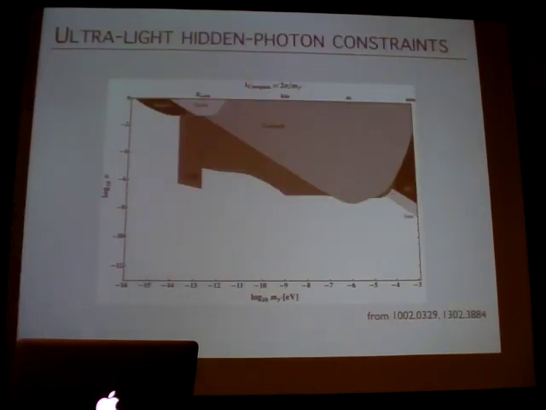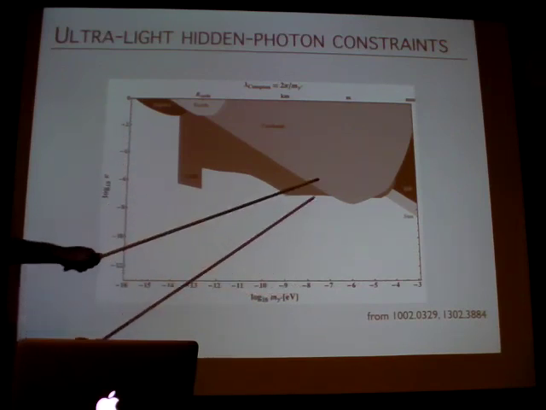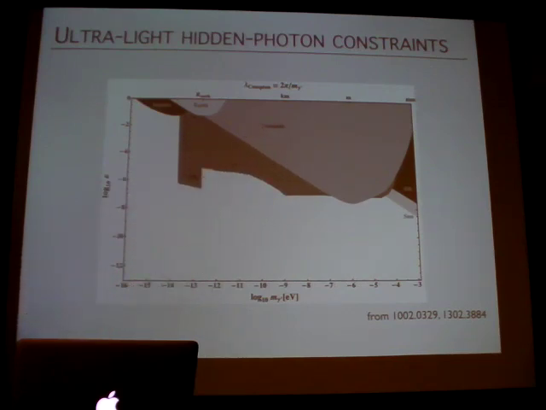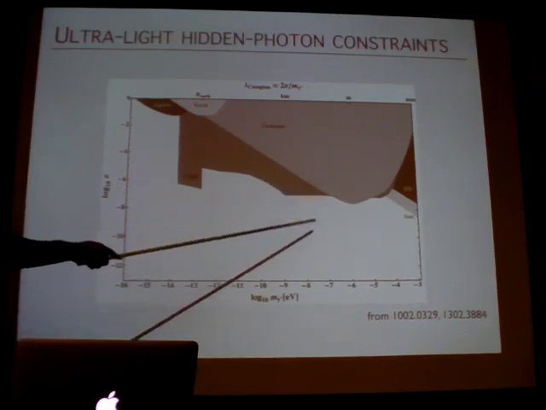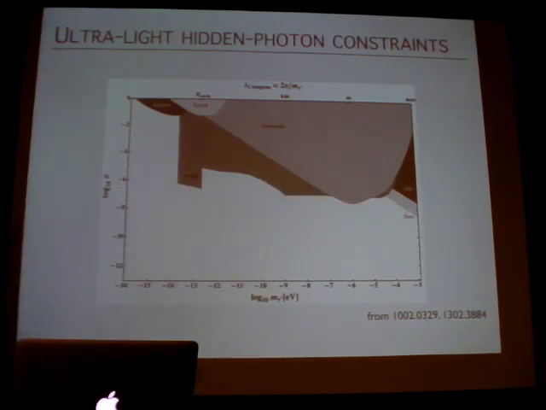People have already searched for these things. There are very good bounds on such particles. This is a plot of the coupling epsilon versus the mass here in eV. As you can see, in this mass range, let's say about 10 to the minus 6 eV and lower, epsilons over 10 to the minus 7 roughly are constrained by a variety of experiments: CMB measurements, searches for new electromagnetic forces, Coulomb tests, etc. And we want to ask, can we dig deeper into this parameter space?